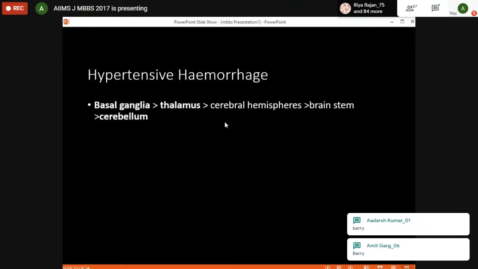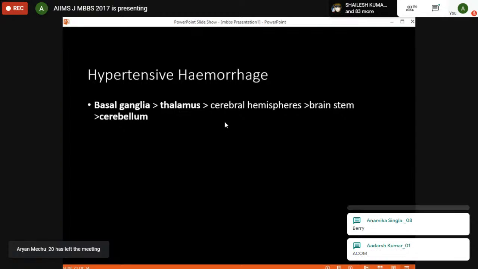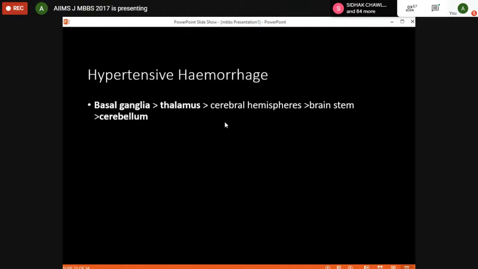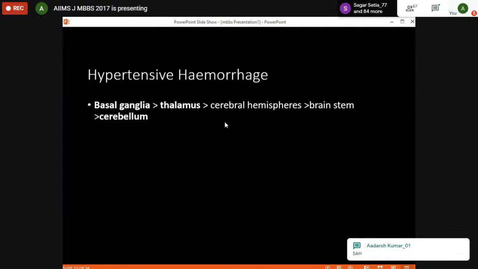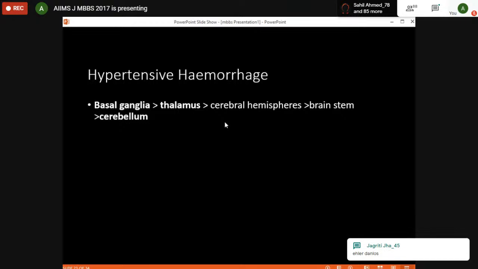Berry aneurysm. And what is berry aneurysm? Good. Any associations that you know? Anything associated with berry aneurysm? Any other systemic condition that is associated with berry aneurysm? Any systemic disease in which the patient can also have?